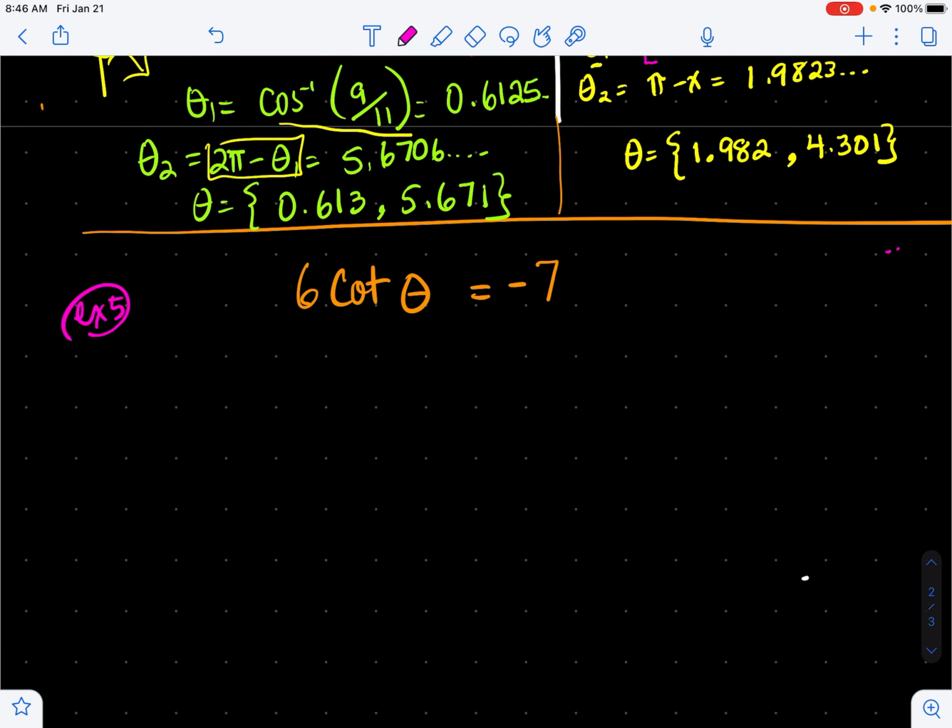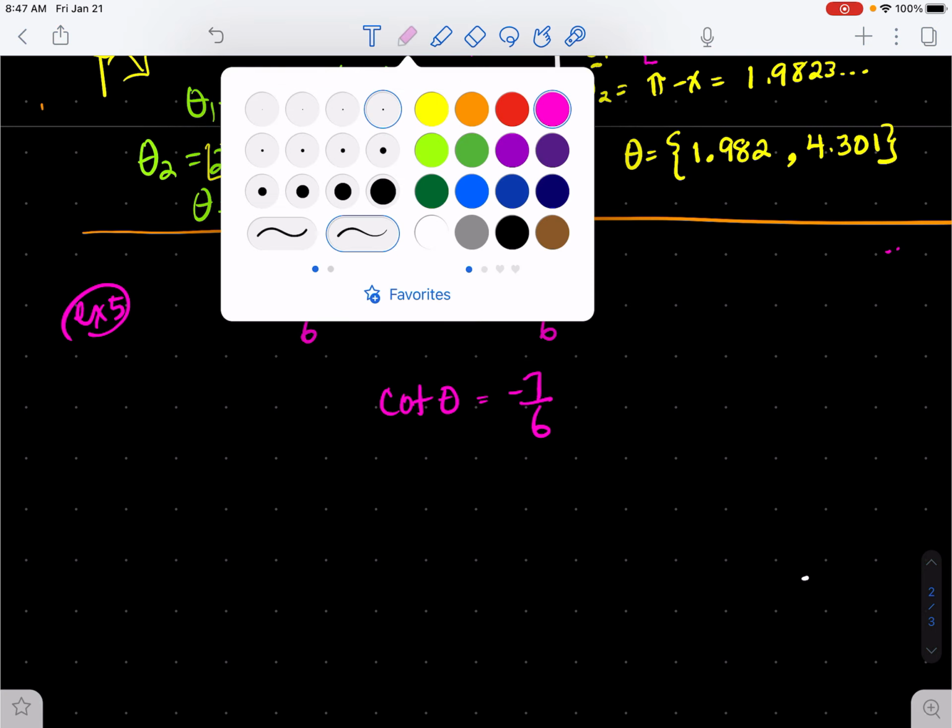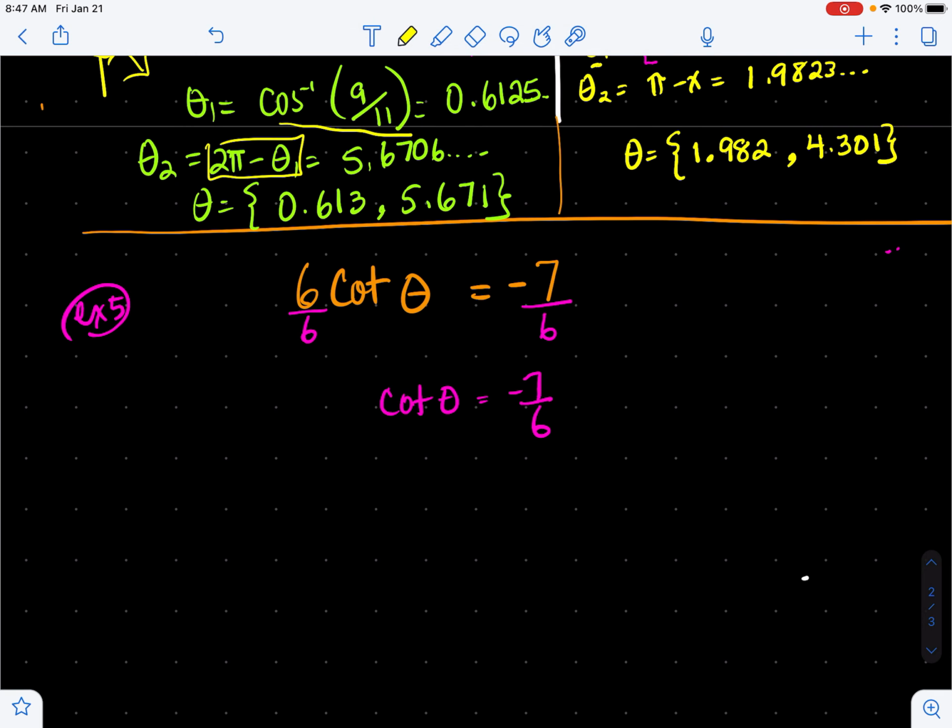Then comes another one. I think this is number 5. And I see 6 cotangent theta equals -7. Of course, we're going to get rid of this 6. Cotangent theta equals -7/6. This is a cotangent question, and we shall convert it to tangent, which is the reciprocal, which also means I'm going to reciprocal the value as well.